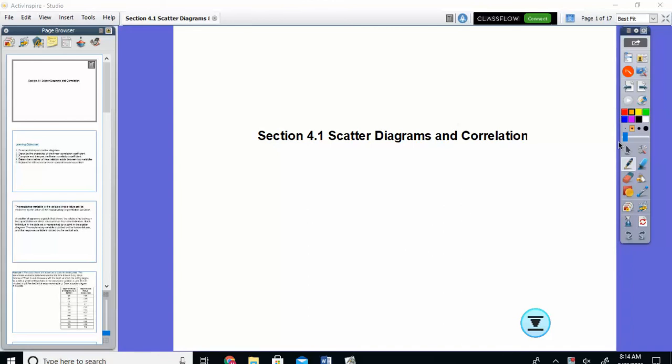Next section we're talking about scatter diagrams, which is again something you've seen before. We are not really going to make scatter diagrams by hand. We're going to pretty much use the calculator for all of these. So what is a scatter plot, or a scatter diagram? Do you remember?